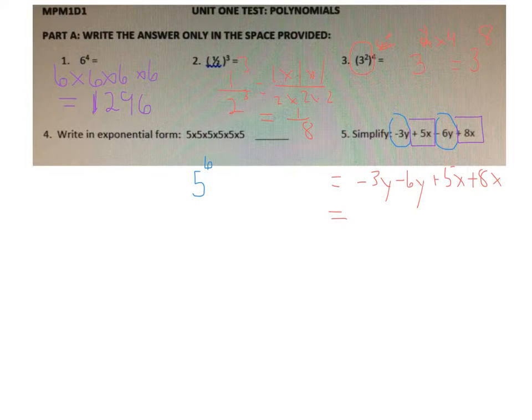If we add up our like terms, we have 3 negative y's and 6 more negative y's. Altogether, we have 9 negative y's. If we add up our x terms, we have 5 x's and 8 more x's, so we have 13 x's.